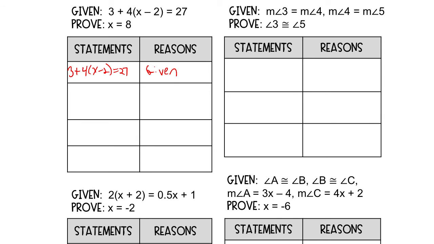Next, we want to get the x alone eventually, so we're going to subtract 3 from each side. I'm going to write my little in-between step up here. So we subtract 3, and that leaves us with 4 times (x minus 2) equals 24, and that's the subtraction property of equality.